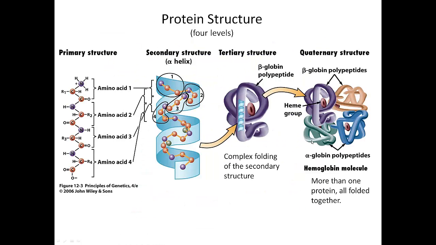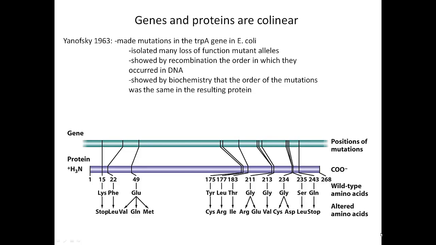And then finally, quaternary structure is when you have a protein that actually joins together with other proteins to make this multimer. And so, for example, hemoglobin is a molecule that you need four of these proteins in order to make a functioning hemoglobin molecule. Next, we'll talk about some historic experiments looking at how proteins are coded.